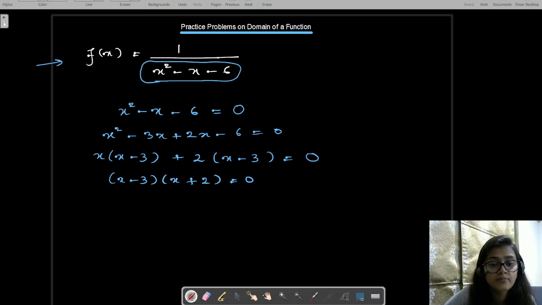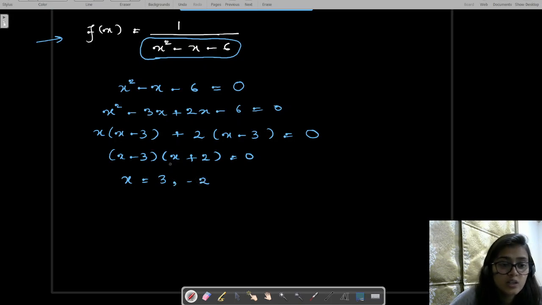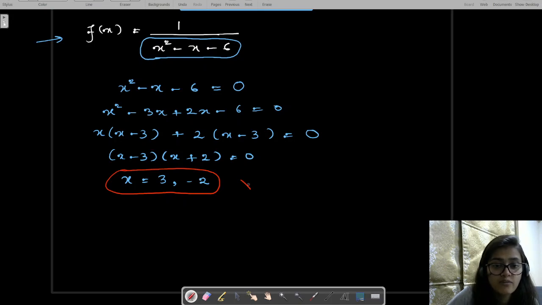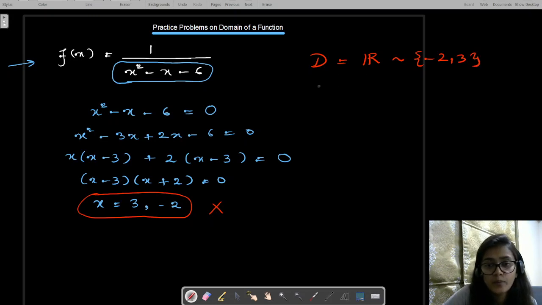So now the values of x at which this expression will become equal to 0 are x equal to positive 3 and negative 2. So these are those values at which the denominator will become equal to 0, and we have to exclude these values from the domain. So the final answer will be: the domain of this function is all real numbers except negative 2 and 3. So this is one way of writing the domain.